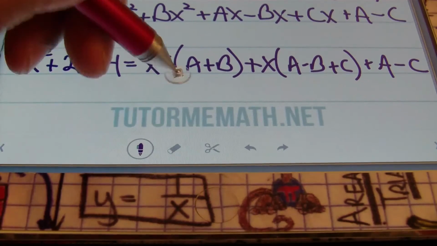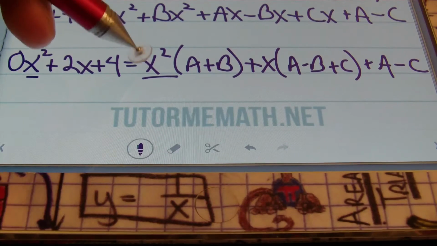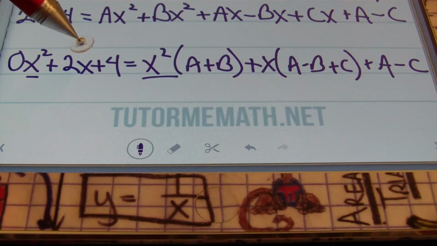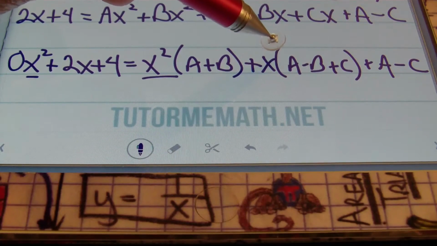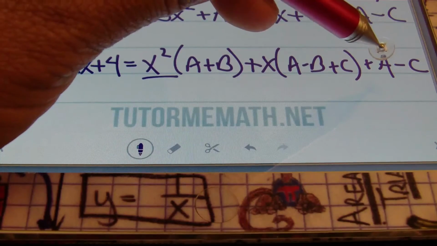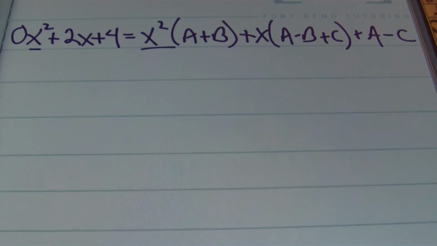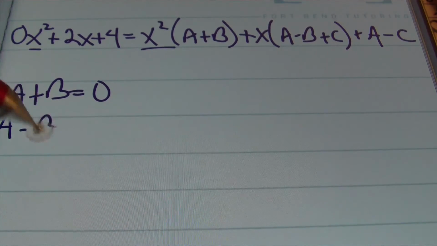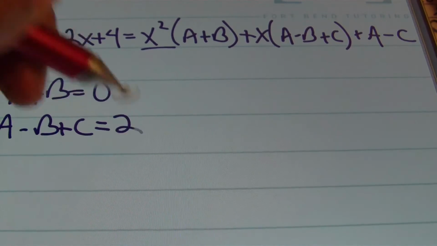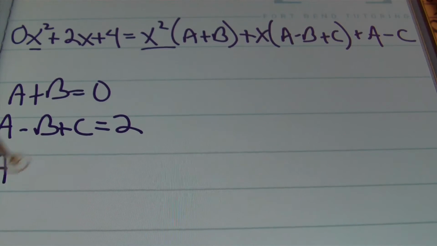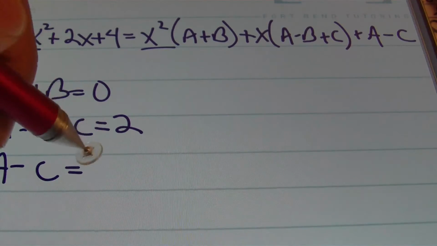And notice how these will all line up. The x squares will line up with the x squares, the x to the first power term will line up with this term right here, and then my 4 will line up with the a minus c. All right, let's write the system. Setting up our system, we'll end up with a plus b equals 0, a minus b plus c equals 2, and a minus c equals 4.